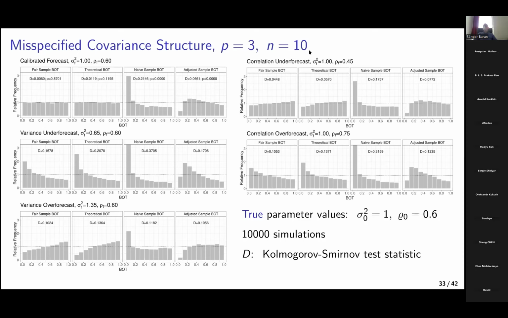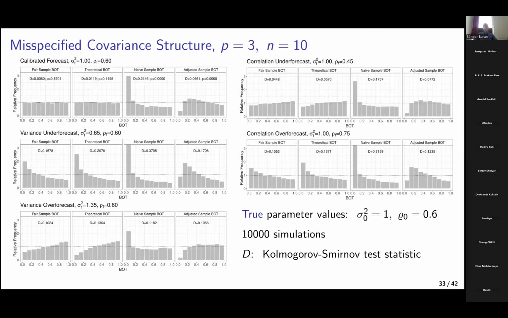P3, sample size is just 10. Calibrated forecast, theoretical BOT accept uniformity. Our fair also accept. Look at the naive and the adjusted sample BOT, biased completely. So none of them can be used for checking calibration.